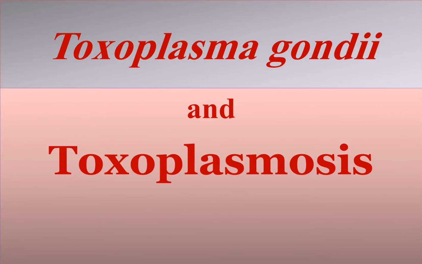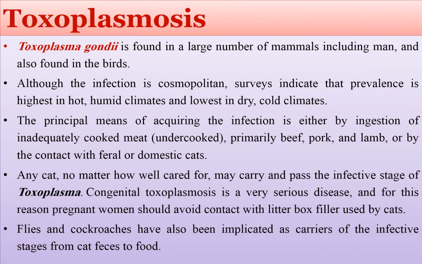Today we'll talk about one of the important diseases which spreads all over the world and also in Iraq. It's called toxoplasmosis. This disease is caused by a parasite called Toxoplasma gondii. Toxoplasma gondii is found in a large number of mammals including man, and also in birds.